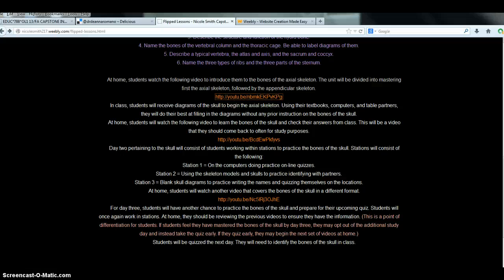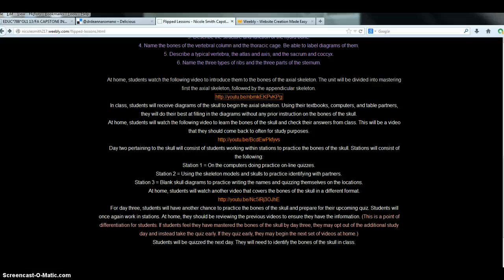Then at home I have another video over bones of the skull that they could also use to help them, or they could refer back to the previous video if they found that that was more helpful. And then the next day in class would be another day of practicing the bones, kind of repetition. But I felt like this would be a good point of differentiation for some students.